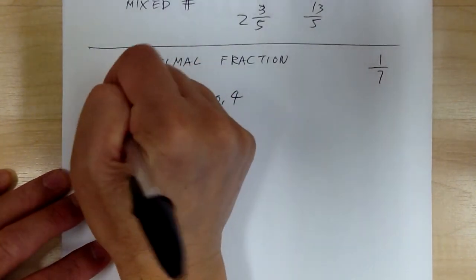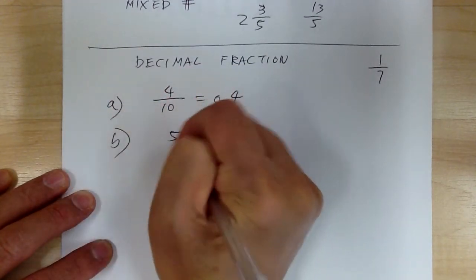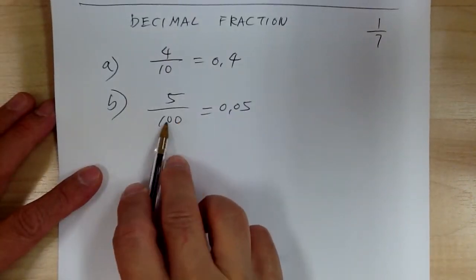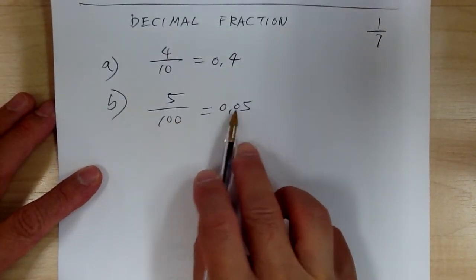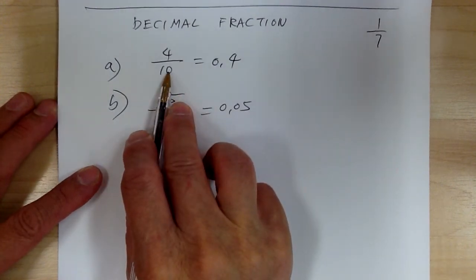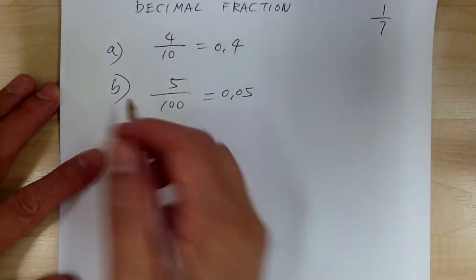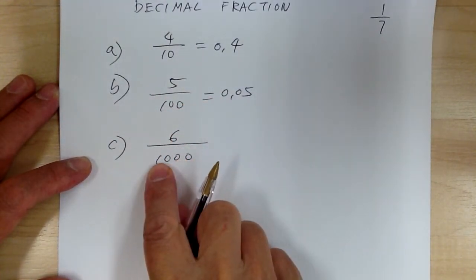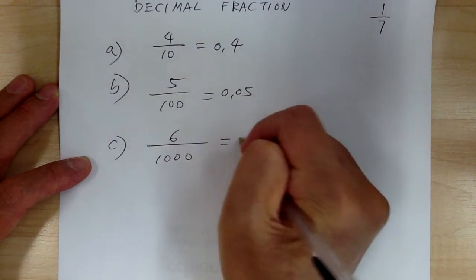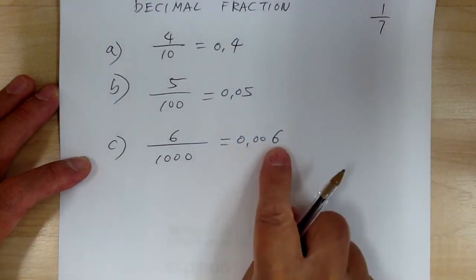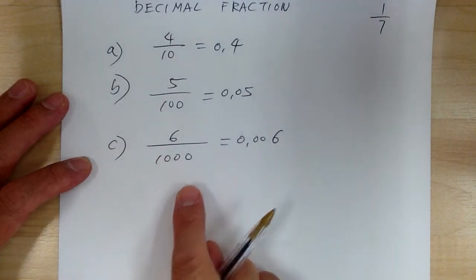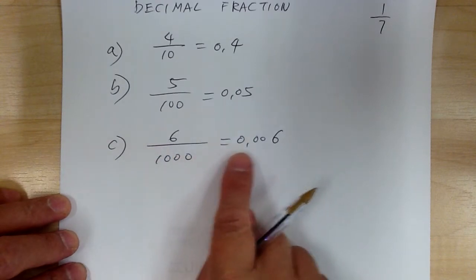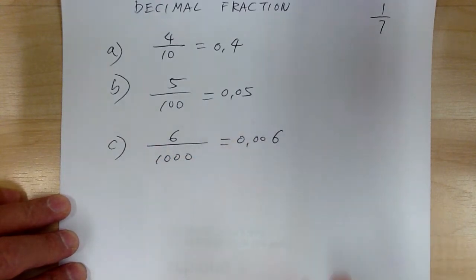So another example, B. If you have 5/100, this would be 0.05. Now notice there are 2 zeros over here, therefore you have 2 decimal places, right? You have 1 zero, so you get 1 decimal place, right? So if you go to C, you got 6/1000. There are 3 zeros, so there will be 3 decimal places, so it will be 0.006, right? So again, these are called decimal fractions because you can make them into decimals right away by just moving the decimal place.